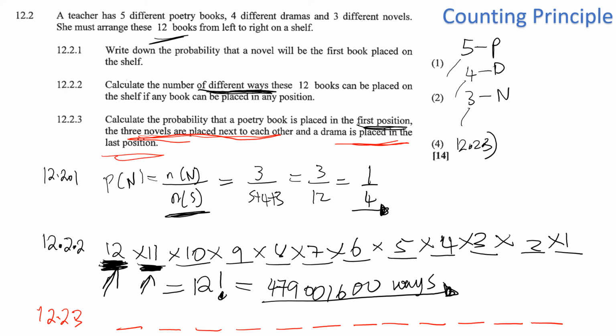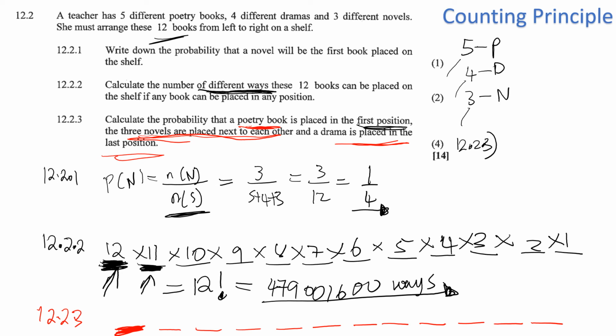Okay, so if the poetry book has to be placed in the first position, in the first seat there, how many choices do you have in that first position? That is, how many poetry books do you have that you can choose from? That is the question you ask yourself in counting principle. How many choices do I have for this particular situation?